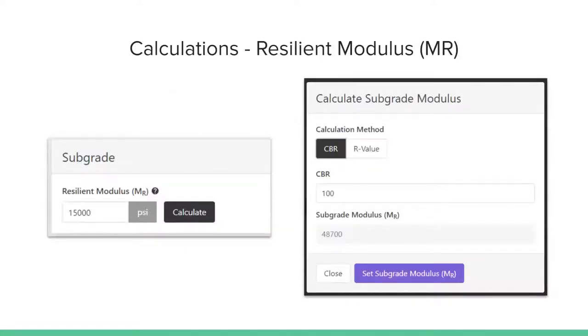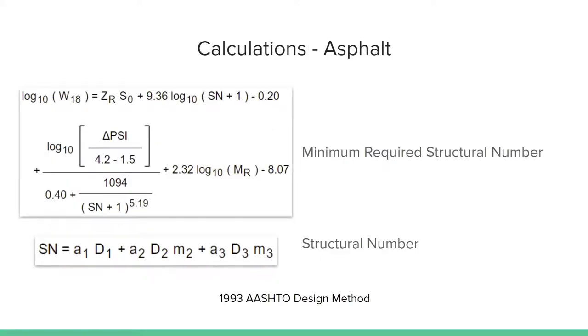Next slide, please. The subgrade modulus, or MR, can either be an input or calculated based on CBR or R value. Now that we have all those numbers, we can finally go back to the original equation. Next slide, please. The only thing we're missing now is the SN. The most efficient way to calculate it is to iterate the SN until both sides are equal. And we do that using a simple loop.